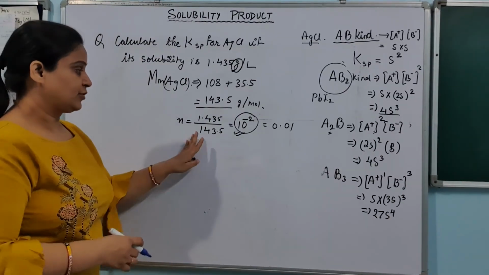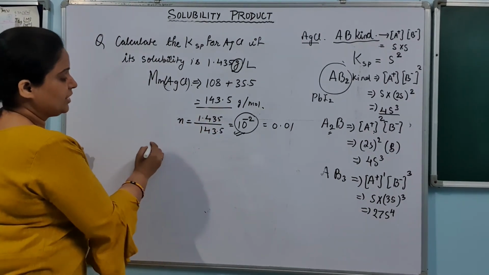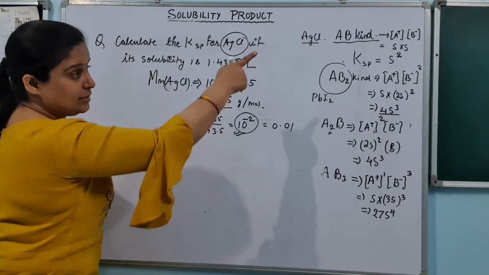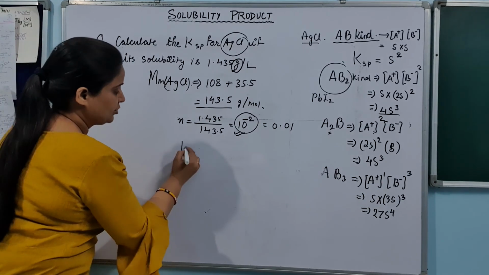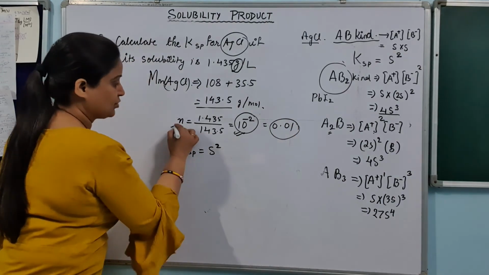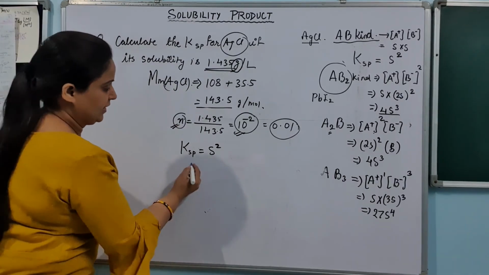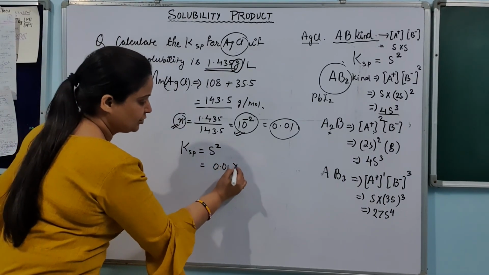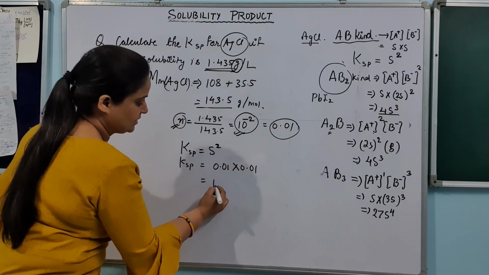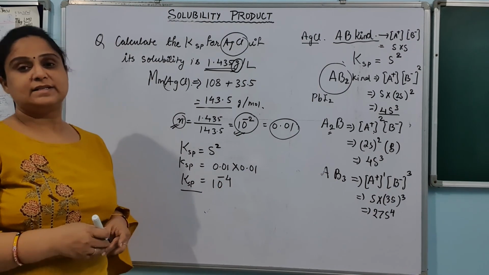Okay, now we have got the number of moles per liter, the molarity. Now just apply what kind of substance it is. It is AgCl. It is AB type. For AB type, KSP equals S^2. What is S? S is the solubility, the number of moles present in 1.435 grams per liter. So this is 0.01 into 0.01. So this is KSP, that is 10 raised to power minus 4, will be the KSP of AgCl salt.